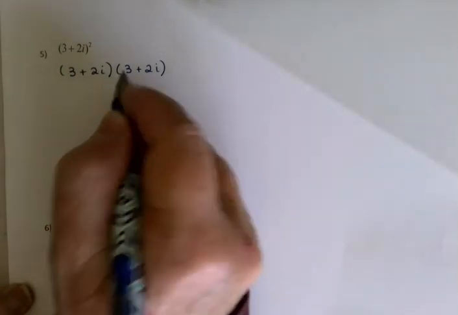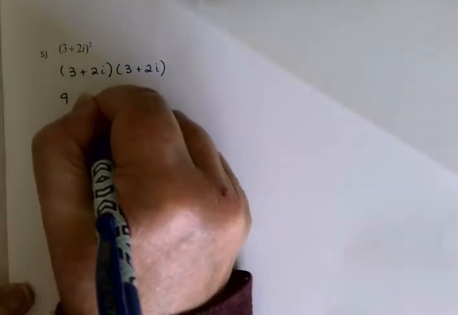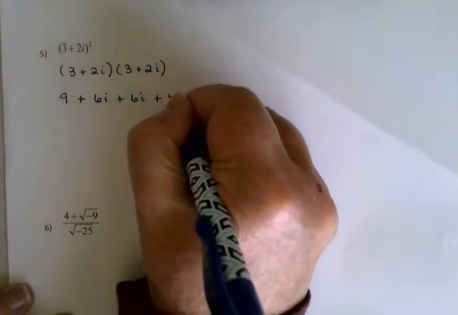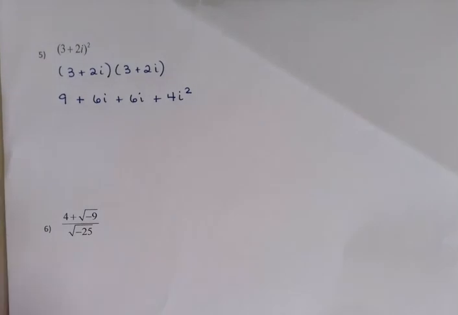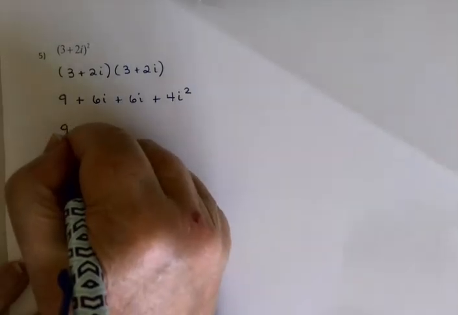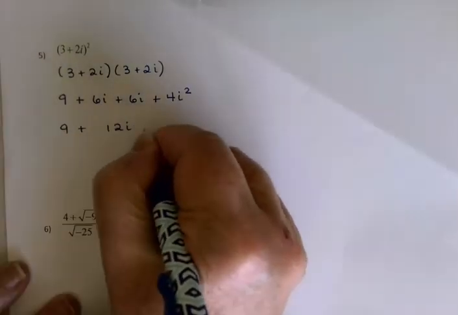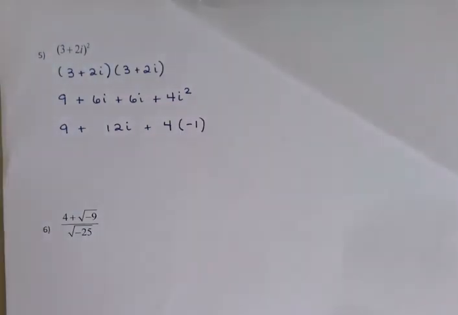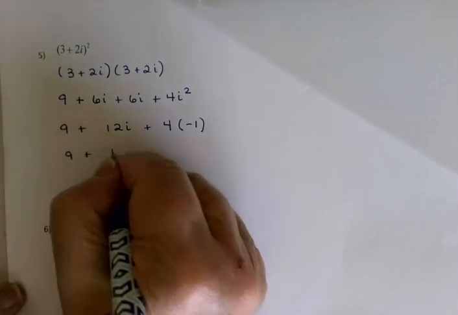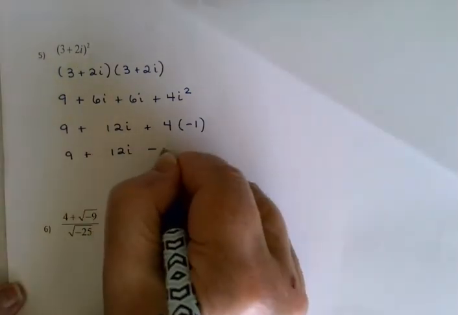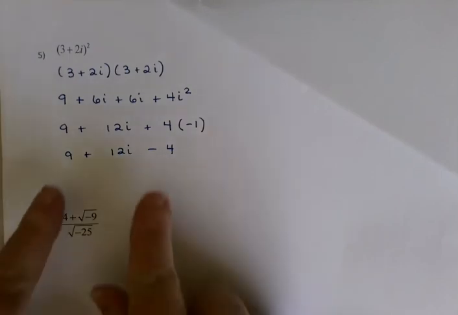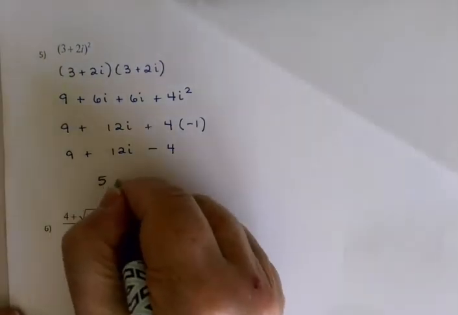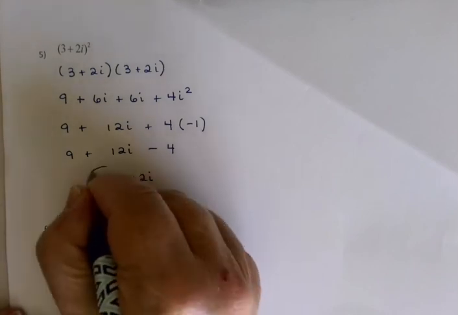So let's see, using FOIL, I would get 9 plus 6i plus 6i plus 4i squared. That's 9 plus 12i plus 4 times the i squared, which is negative 1. That makes that a minus 4. And I will combine those, make that a 5, and the 5 is the real part, so it gets written first. And I end up with 5 plus 12i.